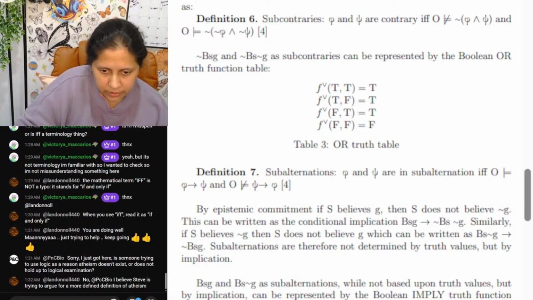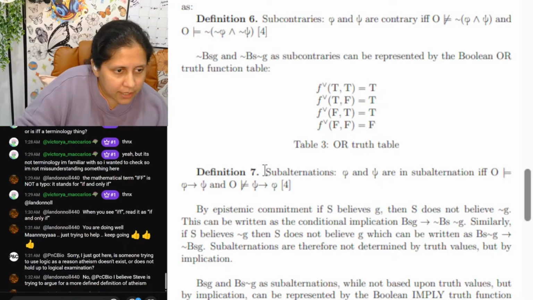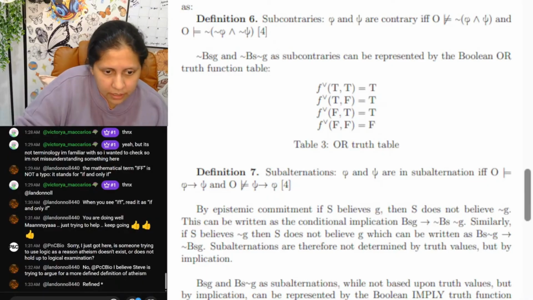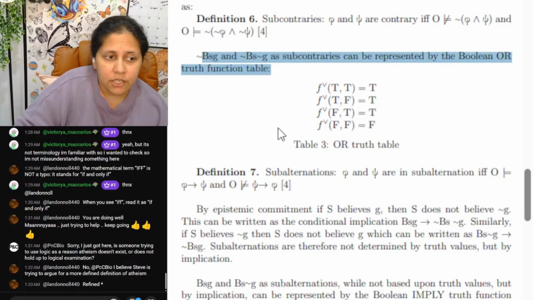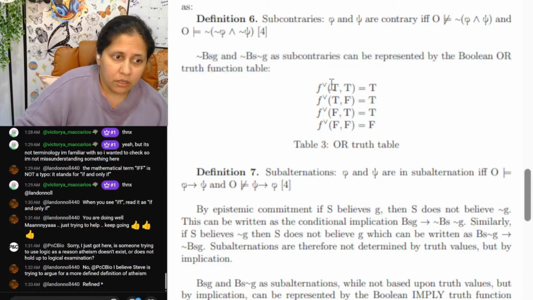So it's a subcontrary. What it's trying to say here is that in this case, the two weak positions are: the subject does not believe that God exists, and the subject does not believe that God does not exist, right? Those are the two. And that's what Steve is saying. These are the two subcontraries that can be represented by an OR function.